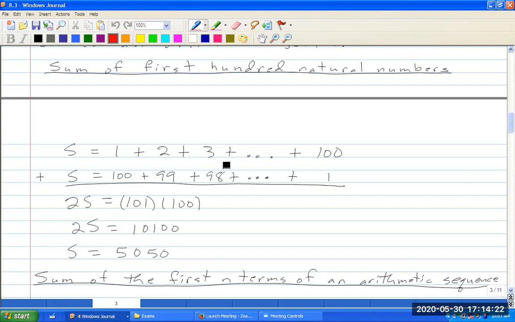You get 100 of them. Well, but you don't want 100. You want half of those. So 50 times 101 is 5,050. So that's how he determined that the sum of the first 100 natural numbers is 5,050 without having to actually add them all up, which would take forever.